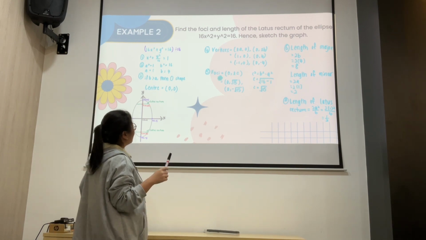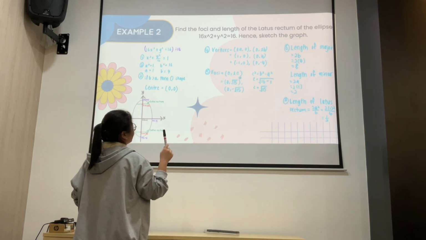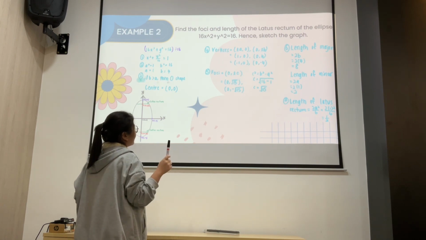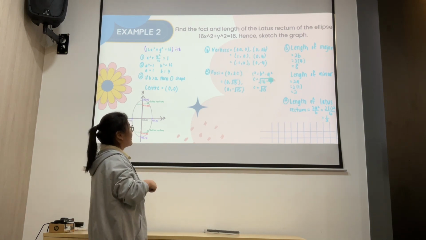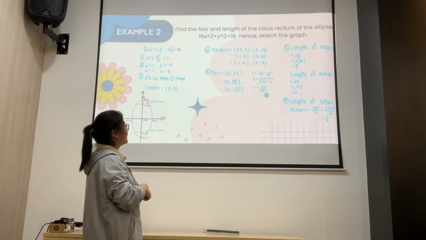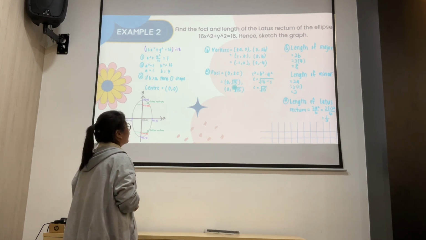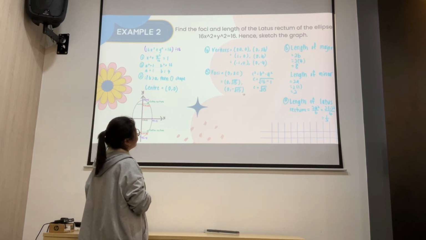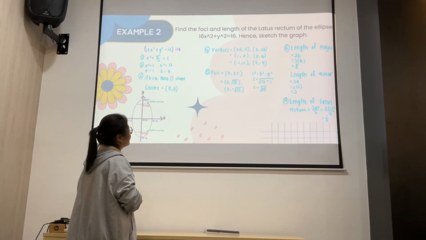For the foci, we have to find c. From the equation c squared equals b squared minus a squared, we find that c is equal to the square root of 15. Therefore, we substitute into the equation of the foci, and we find the foci are 0, square root of 15 and 0, minus square root of 15.